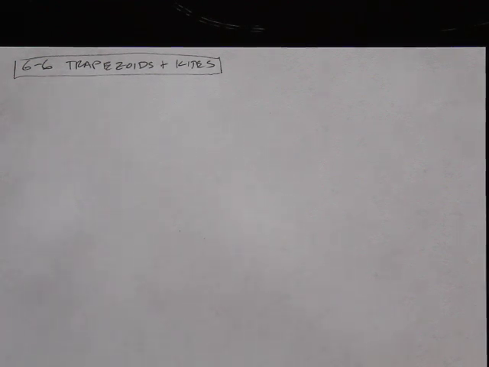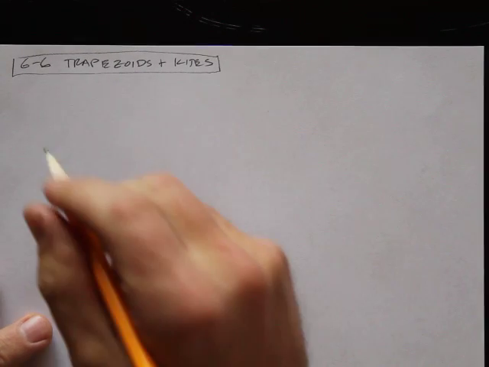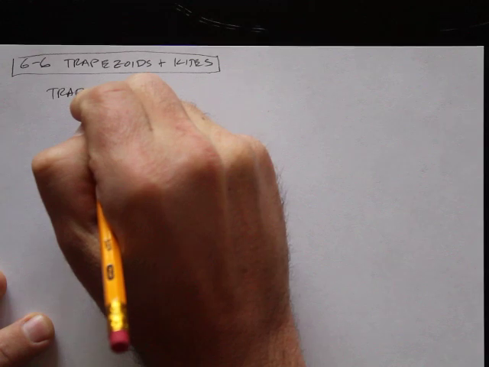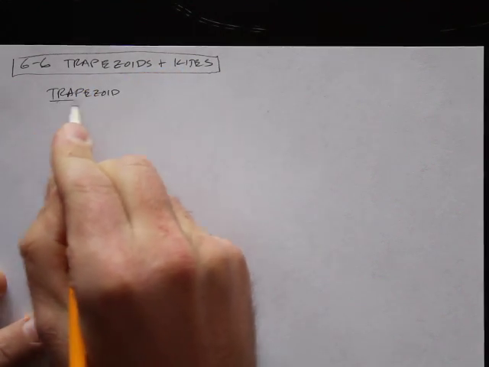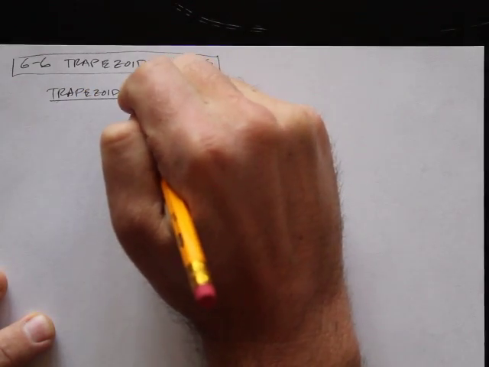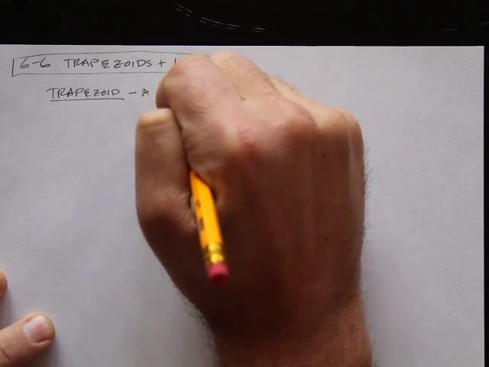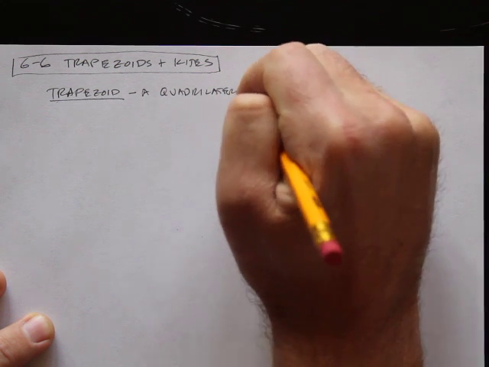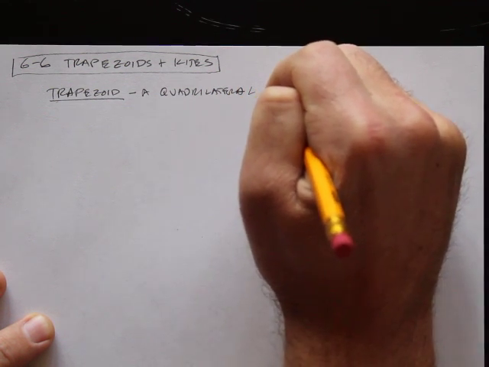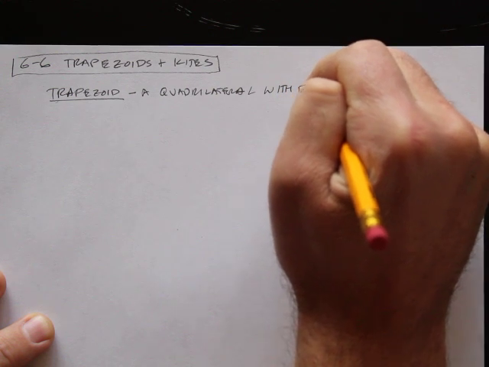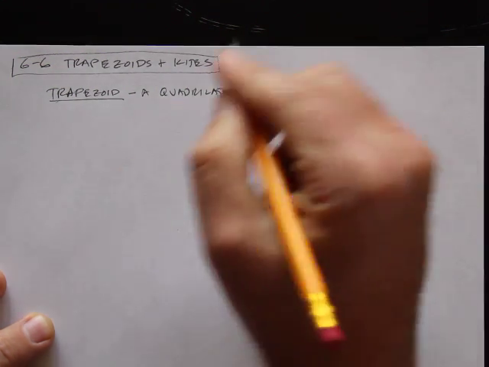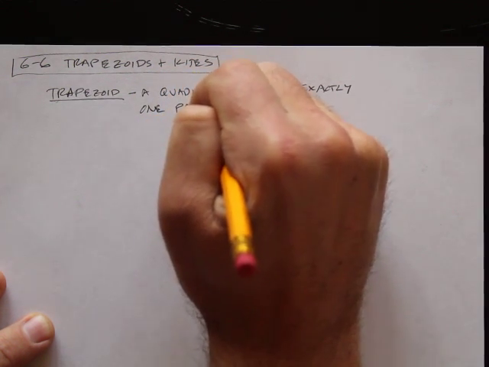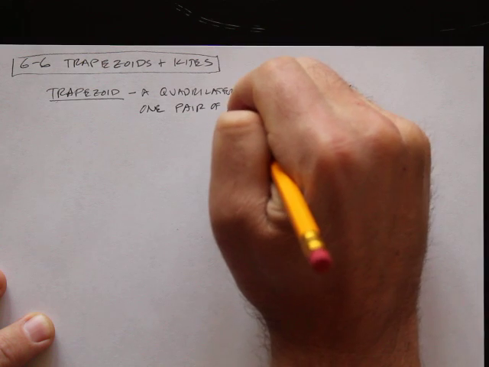Geometry 6-6, trapezoids and kites. A trapezoid is a quadrilateral, not a parallelogram, with precisely one pair of parallel sides.